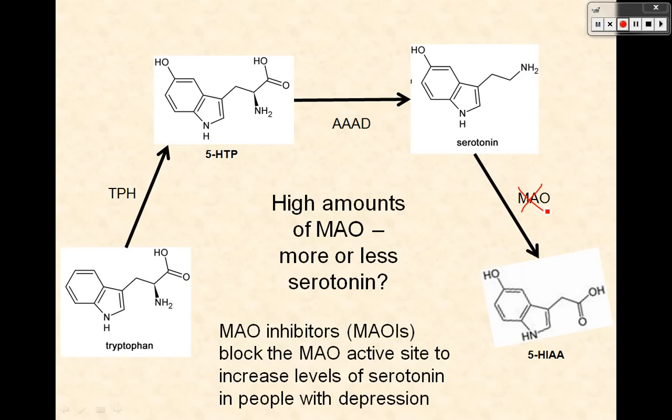to increase their levels of serotonin to combat their depression. So this is how understanding the entire protein network can help us treat a disease like depression by targeting the enzyme that turns serotonin into something else in our bodies.